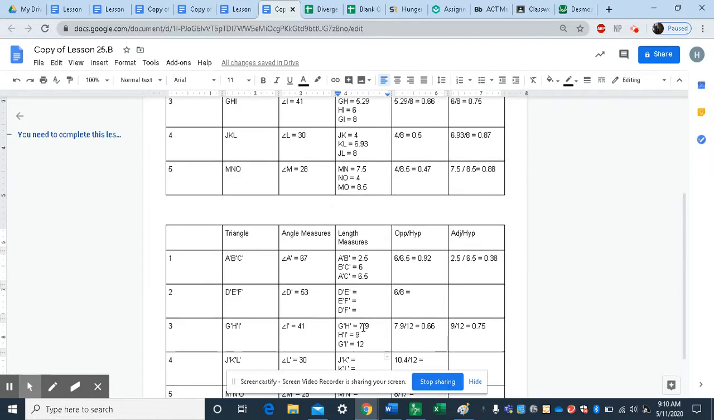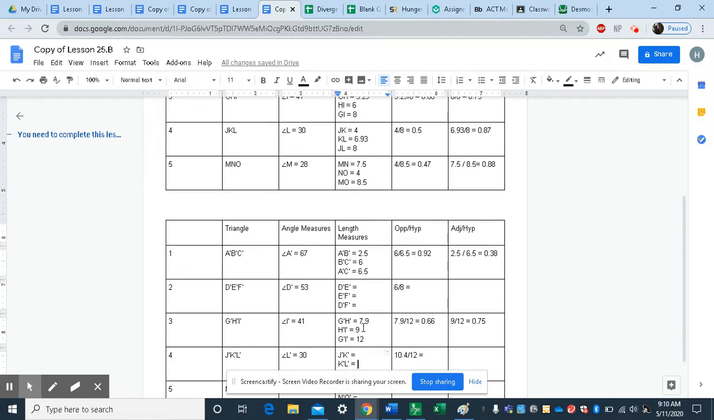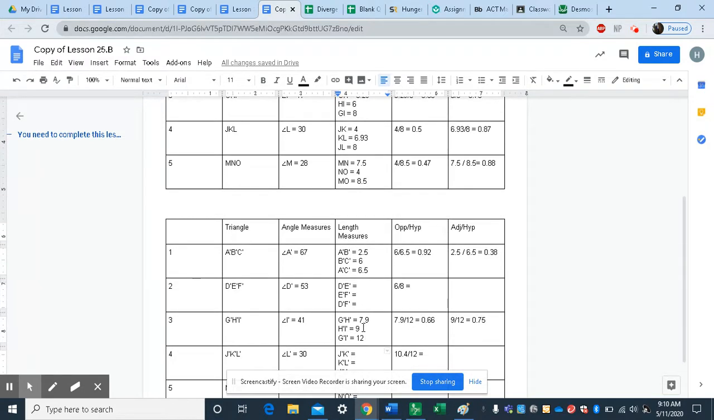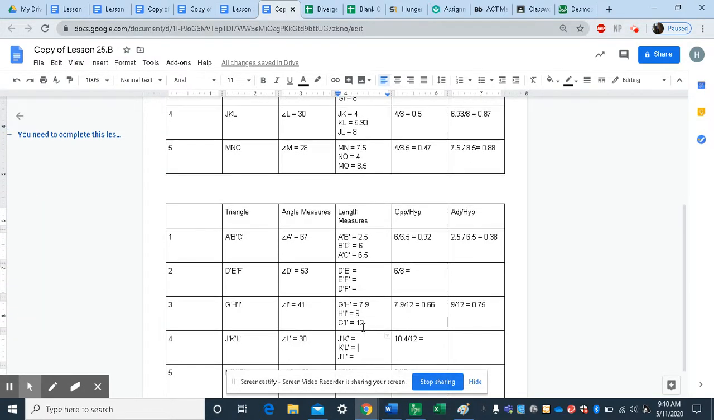Whoops, wait. Sorry, I apologize. That was for number 5. We're doing number 4. Again, I apologize. Number 4, we are doing JK over JL, because that's what we were given for opposite over hypotenuse. So down here, we're going to type 10.4, and our hypotenuse is 12. Again, 10.4 and 12, because up here it was 4 over 8.